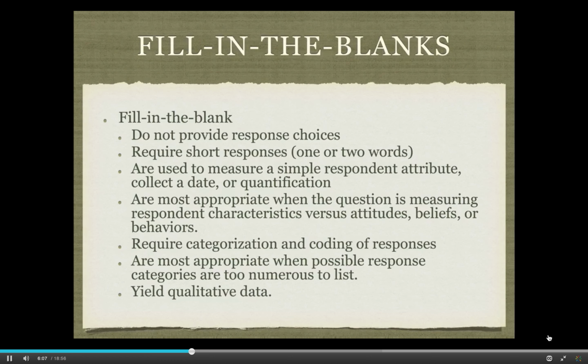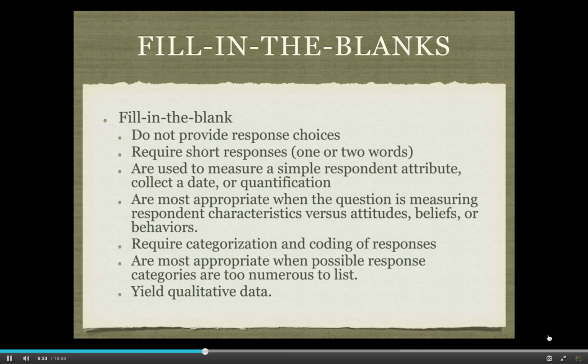They are usually most appropriate when the question is measuring respondent characteristics versus attitudes, beliefs, or behaviors. So again, as a reminder, when we're talking about attitudes, beliefs, or behavior, we tend to do open-ended questions, or it can be response options, and we talk more about those close-ended questions. Fill in the blank often requires categorization and coding of the responses, and they are most appropriate when possible response categories are too numerous to list.